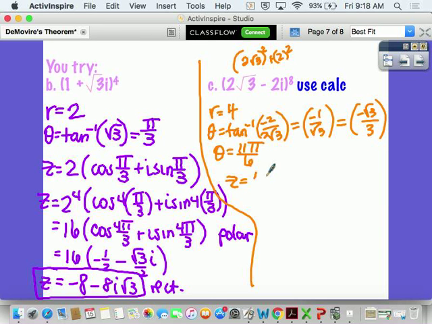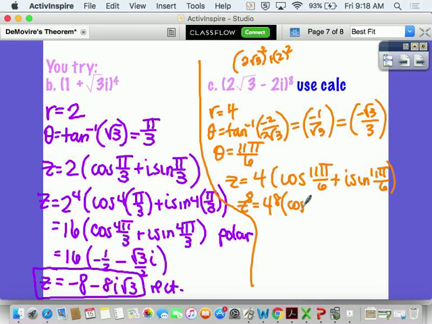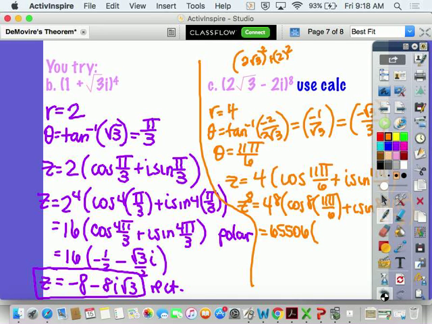So, our complex number in polar form, applying DeMoivre's, we're going to raise 4 to the 8th power, right? And we're going to multiply 11 pi over 6 by 8. What is 4 to the 8th power? Slowly. 65,536.